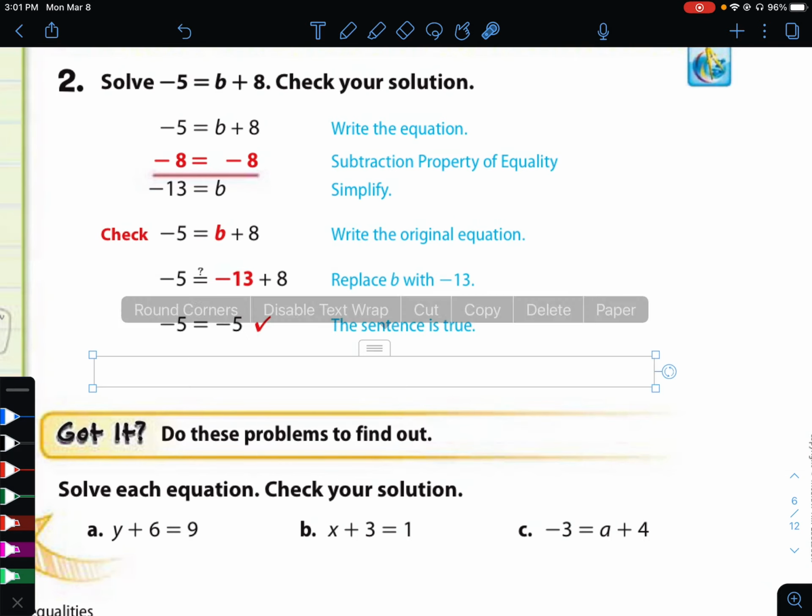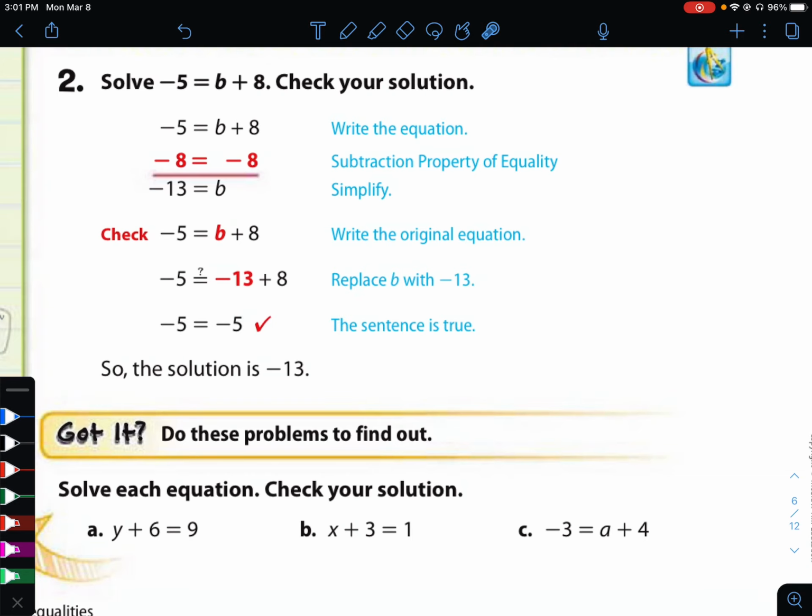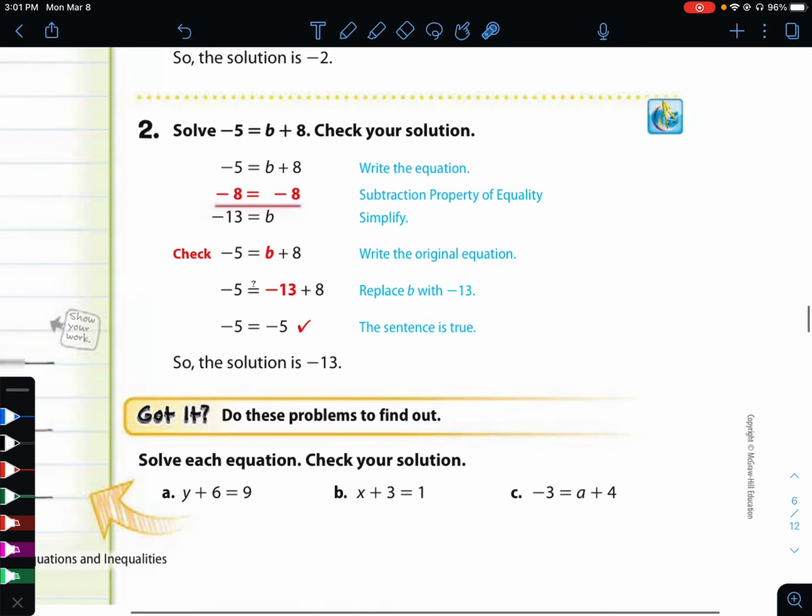So the solution in this problem is negative 13. b equals negative 13. So do the got it problems and let's see if you understand examples 1 and 2.